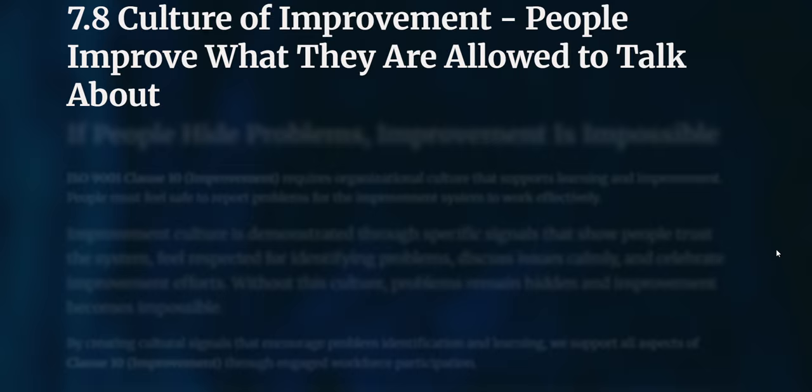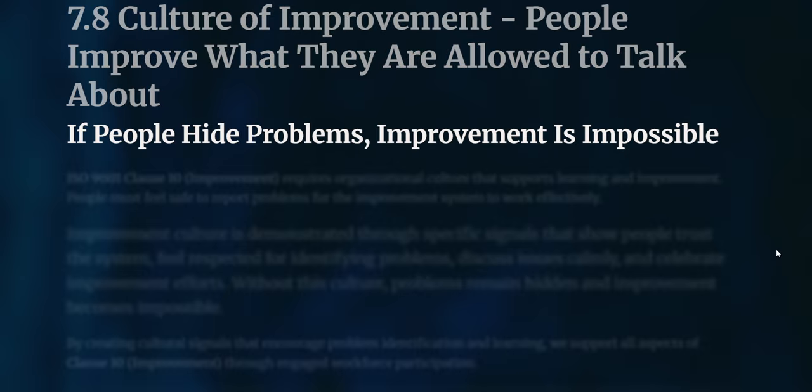Our eighth topic is culture of improvement. People improve what they are allowed to talk about. If people hide problems, improvement is impossible. And you can see that even in some systems, including regime systems. If people are allowed to talk, things will improve.